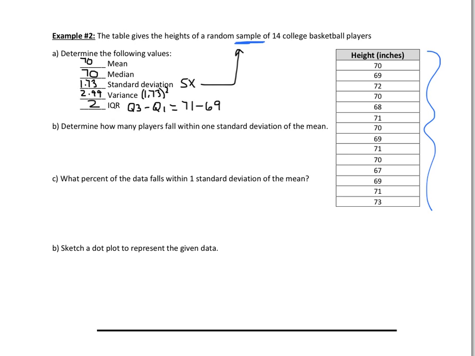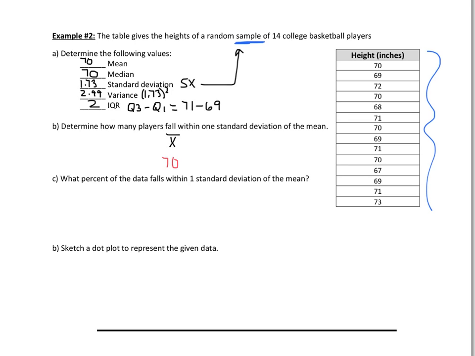These were a few things you needed to look out for. Standard deviation, you needed to use Sx because it talked about a sample. Variance is standard deviation squared, and interquartile range is Q3 minus Q1. Okay, so let's see if we can answer these 2 questions. Determine how many players fall within 1 standard deviation of the mean. Well, what is the mean? So the mean, let's write x bar. The mean is approximately 70.